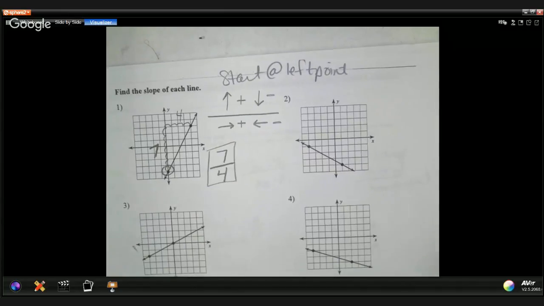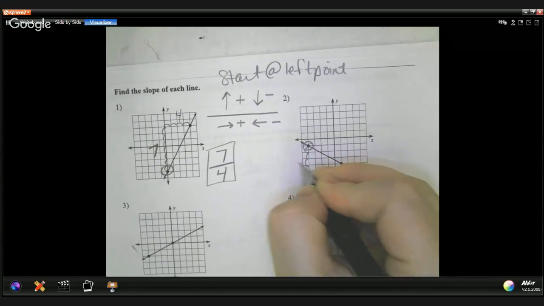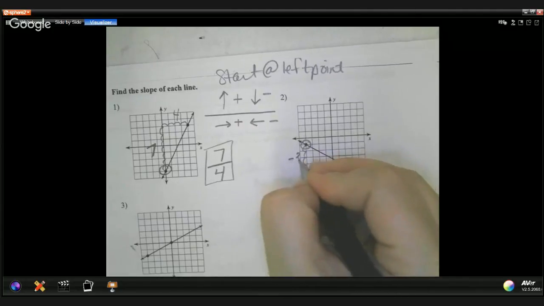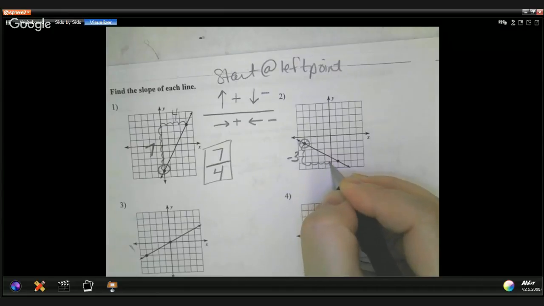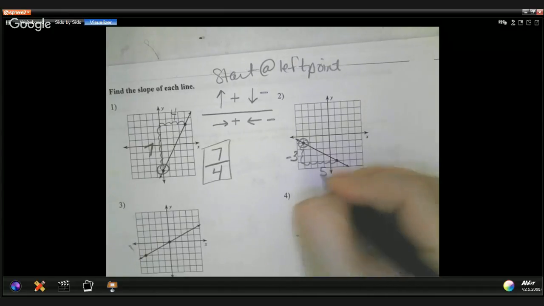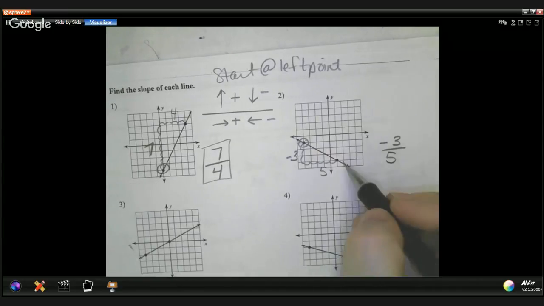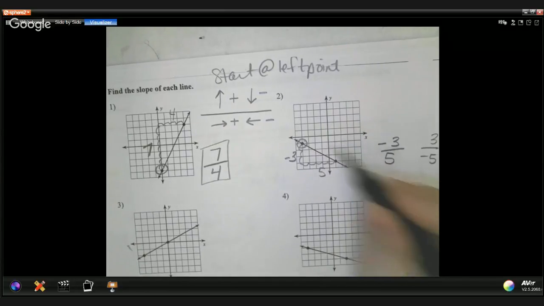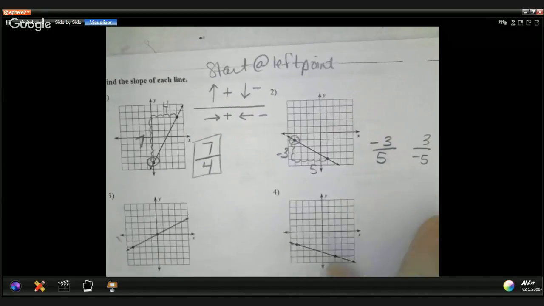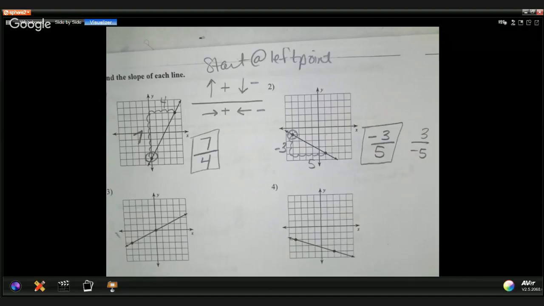For number 2, again, I'm going to start on my left. This time I have to go down. So I have to go down 1, 2, 3. Since I went down, it's a negative 3. And then I go to the right, 1, 2, 3, 4, 5. So I went down 3 and to the right 5. If you were to go the other way, you would have gone up 3 and then to the left 5. But those are the same answers. It really doesn't matter where the negative is. This is the preferred answer because negatives usually are not on the bottom of fractions.